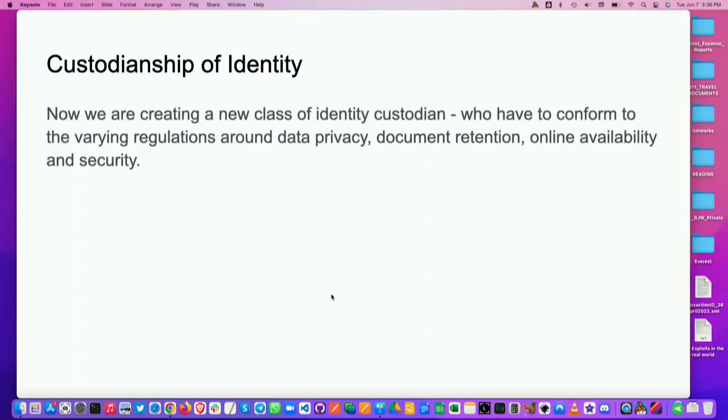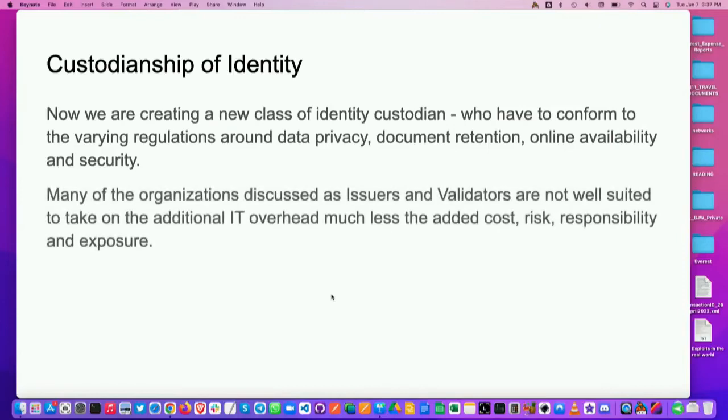Now these individual organizations have to conform to the varying regulations around data privacy, document retention, online availability, and security. Many of these organizations that are held out to be a member of the DID architecture are not well equipped in order to take on this additional IT overhead. Schools, healthcare institutions, and even government is generally not interested in an unending support infrastructure like this.